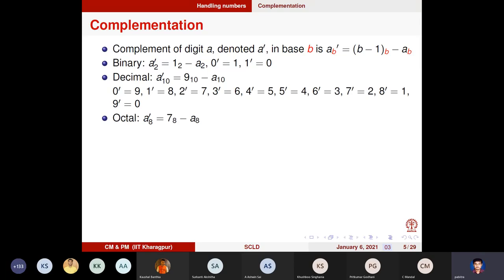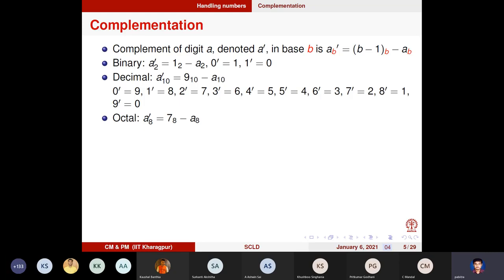So in binary, the largest digit is 1. You subtract the current digit, so you get 0 if the current digit is 1 and 1 if it is 0. So for the case of binary, the operation of taking a complementation just flips the digit. 1 becomes 0 and 0 becomes 1.